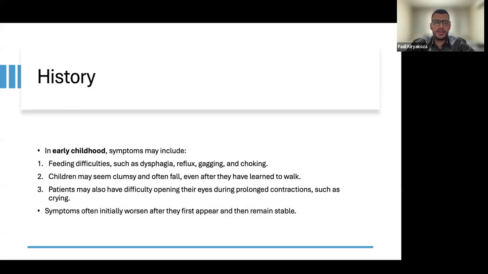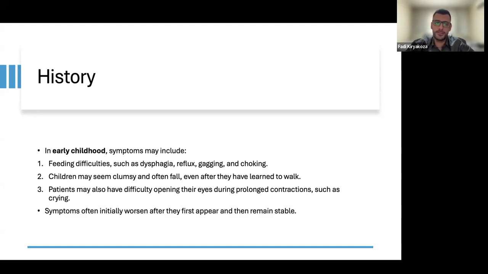An important topic to discuss in the history is how children present early in life. These features are mostly subtle, and a high degree of suspicion is needed to diagnose myotonia congenita in neonates and children. For example, feeding difficulties such as dysphagia, reflux, gagging, and choking are commonly observed. Children may also seem clumsy and fall often, even after they have learned to walk. Patients might also have difficulty opening their eyes during prolonged contractions, such as crying, which can be easily observed in children. Symptoms initially worsen after they first appear, but they plateau and remain stable, so there is no disease progression.